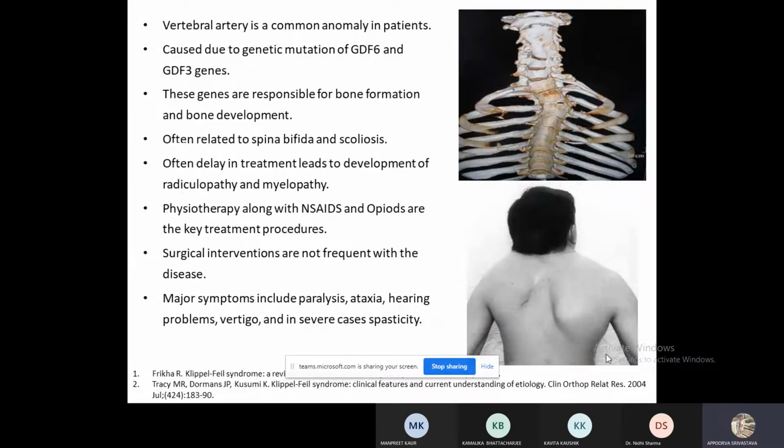Physiotherapy along with NSAIDs and opioids are the key treatment procedures. Surgical interventions are not frequent with the disease. Major symptoms include paralysis, ataxia, hearing problems, vertigo, and in severe cases, spasticity.